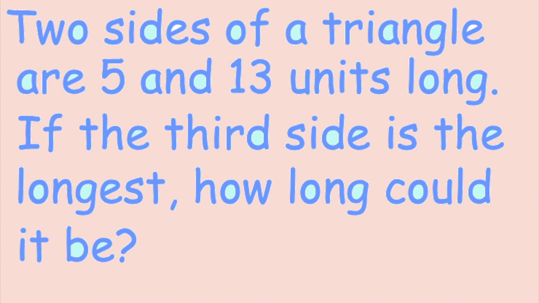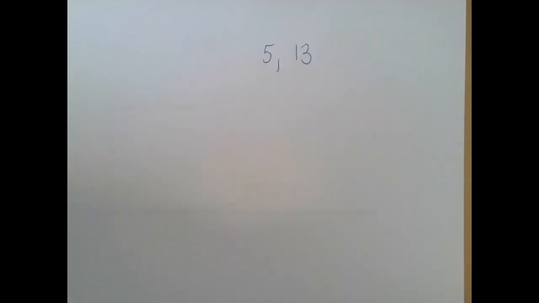Two sides of a triangle are given to be 5 and 13 units long. What values are possible for the third side if we want that third side to be longest? So we have three numbers, 5, 13, and x.